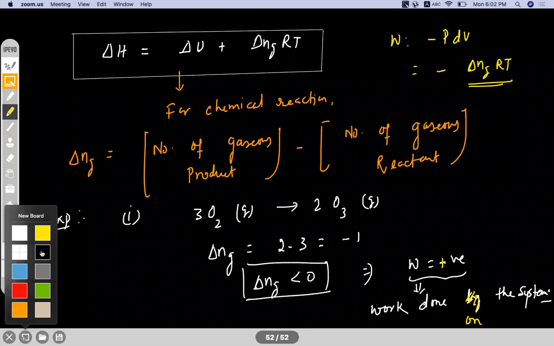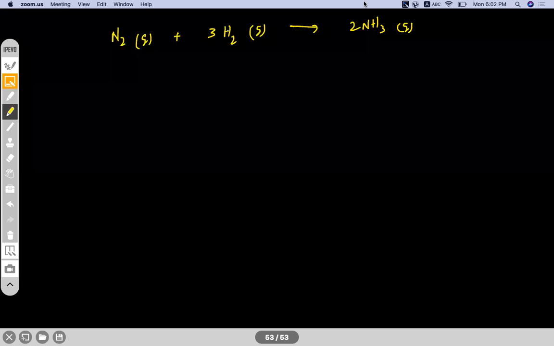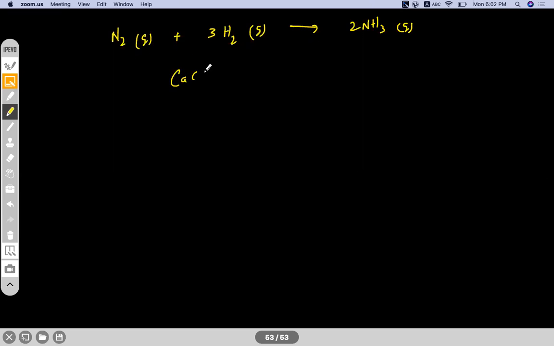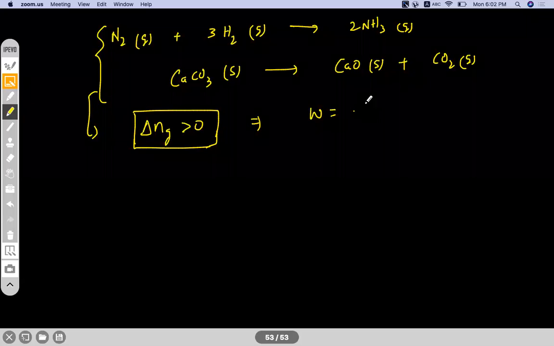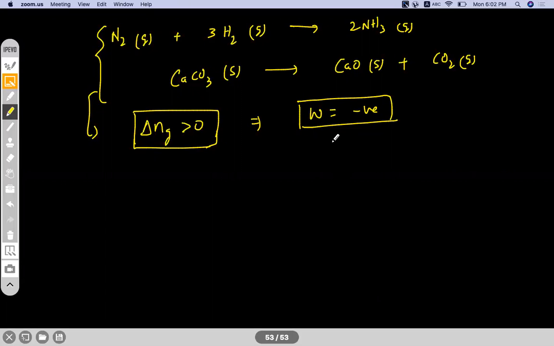Okay, next you see, if you have this reaction, N2 gas plus 3H2 gas gives 2NH3 gas. Or a reaction like this, CaCO3 solid gives CaO solid plus CO2 gas. For these reactions, delta NG is greater than zero, right? Delta NG is greater than zero means work done is negative. Work done is negative means work done by the system.